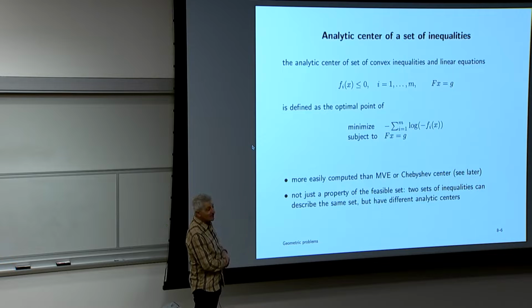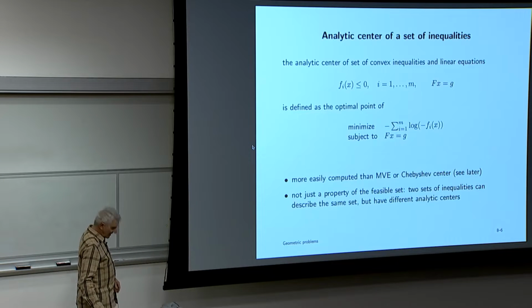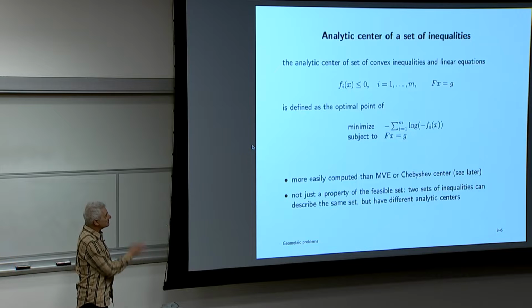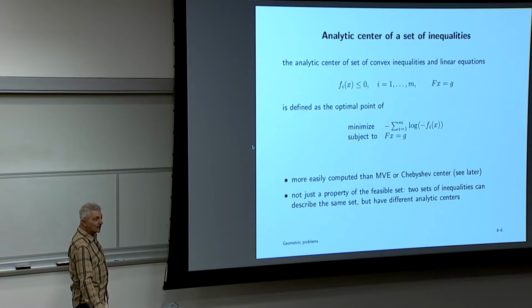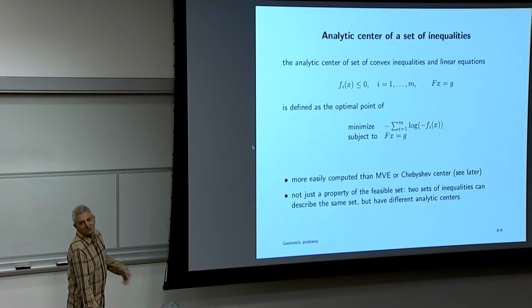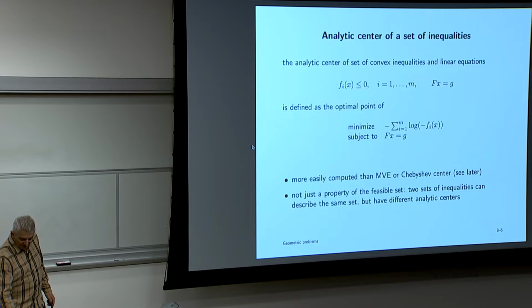Of course, that's a convex problem. Why? Because minus log of minus the argument is convex and increasing, and the fi's of x are convex. We'll see very soon that this is quite straightforward to compute. Matter of fact, you'll be writing code that will compute analytic centers and things like that. So that is the analytic center of a set of inequalities.